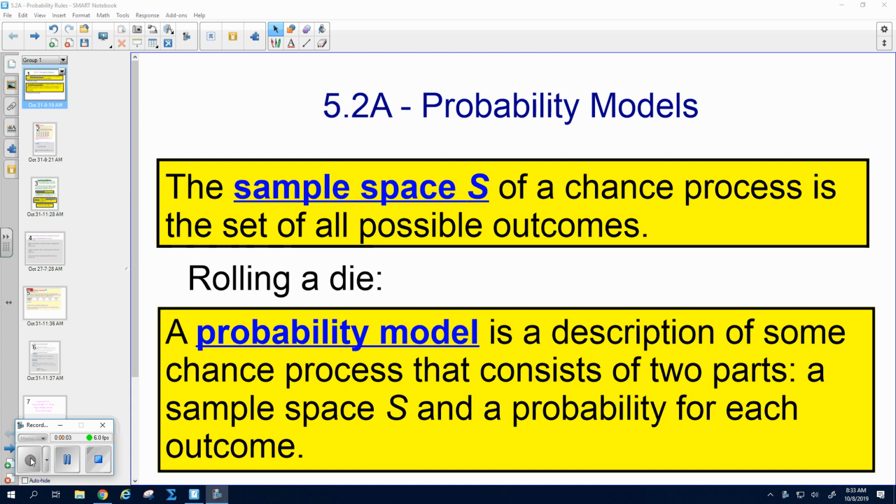All right, you guys. We just have some basic rules of probability today. Most of these should be familiar to you. Some of them may not be.